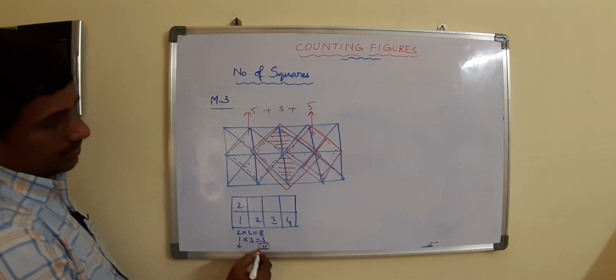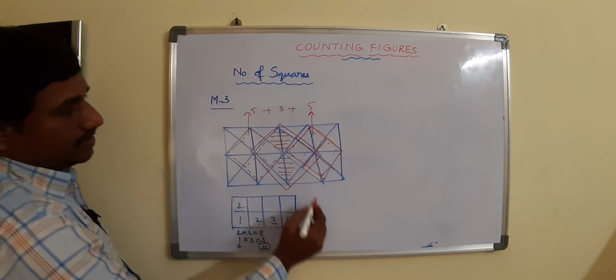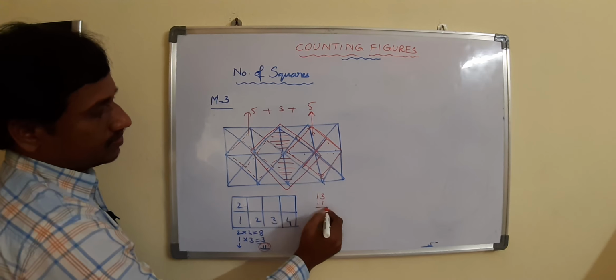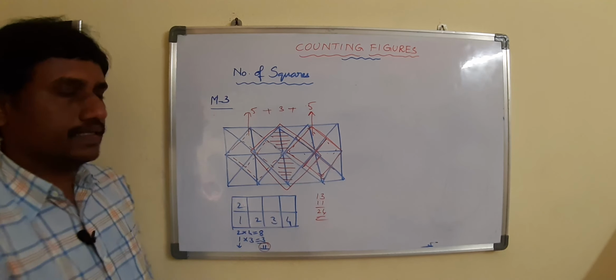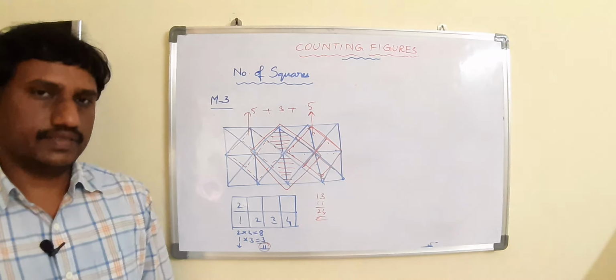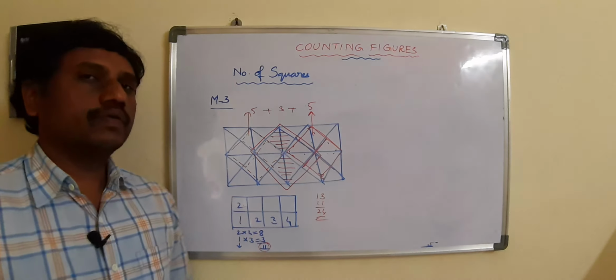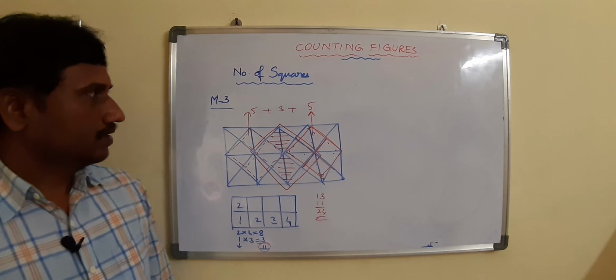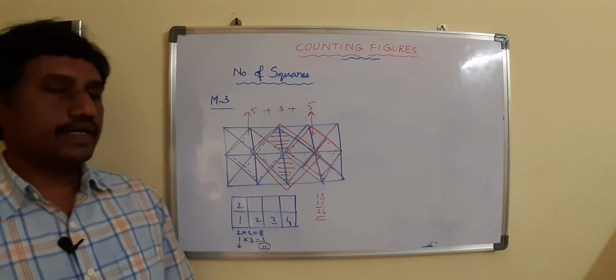Then here we got 11. Here 10 plus 3, 13. 13 plus 11, how much? 24. Like that. Like this only they will give in exams. This is the problem given in group 1. Okay. I hope it is clear for you.